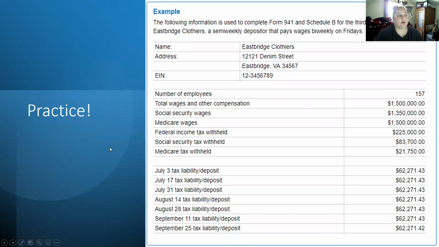Okay, so we're going to practice a little bit, and this kind of goes back to more of what we did yesterday, the 941. Maybe it was 2 days ago. I don't know. It's all getting confused at this point. So I thought we would just practice and take a look at an example and actually fill out a 941. So in this example, we're going to complete a Form 941 as well as a Schedule B for third quarter of 2020 for East Bridge Closers, a semi-weekly depositor that pays wages bi-weekly on Fridays. So there's all their good information.